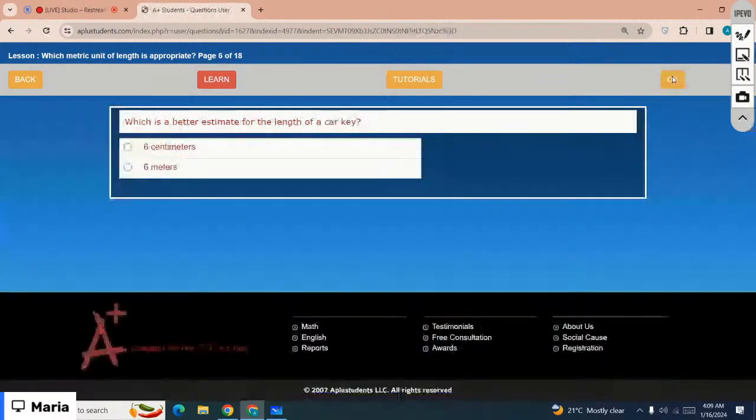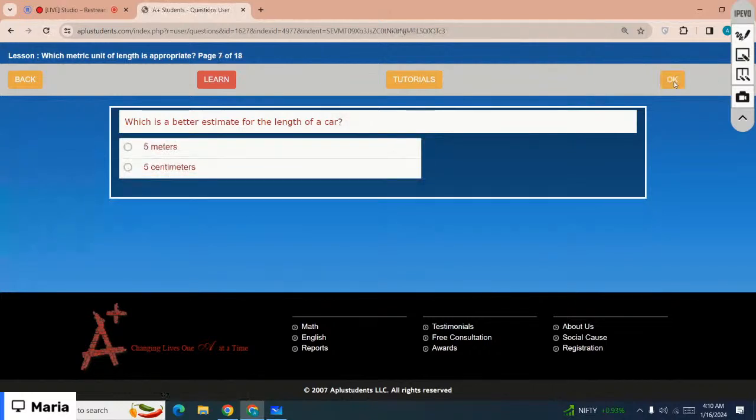Good. The next one is which is a better estimate for the length of a car key, 6 centimeters or 6 meters? Which is the correct option? The car key it is, right? So it must be 6 centimeters, very good. 6 meters is too long for the car key. Got it?